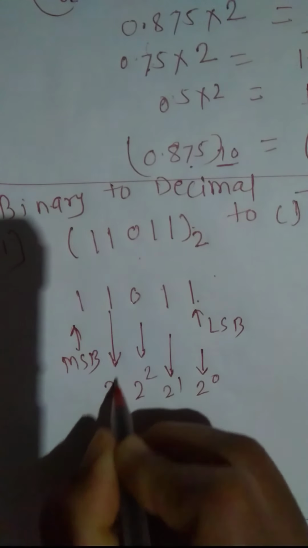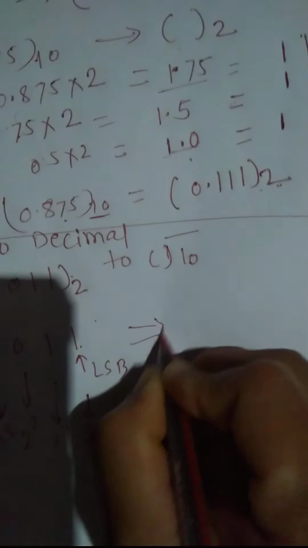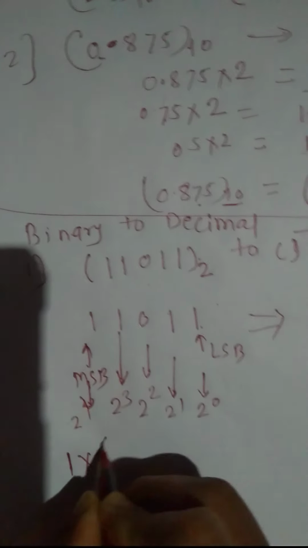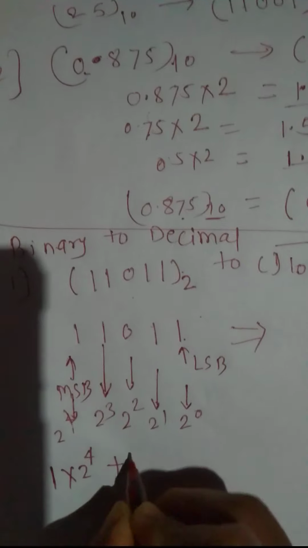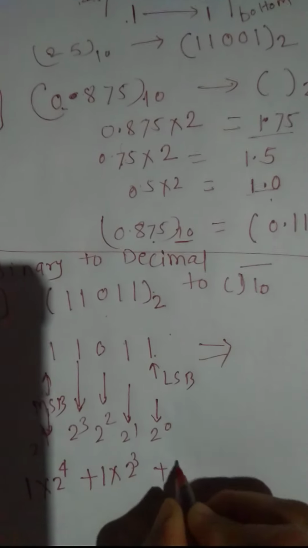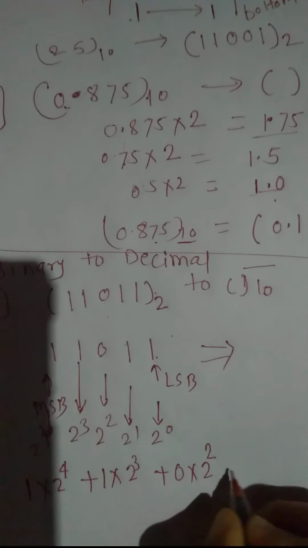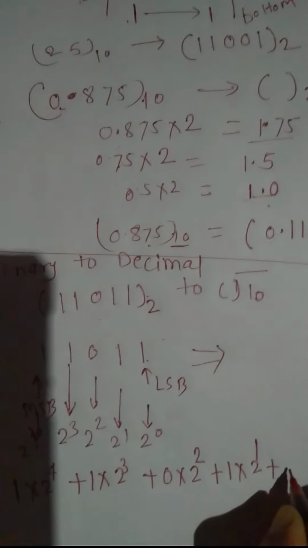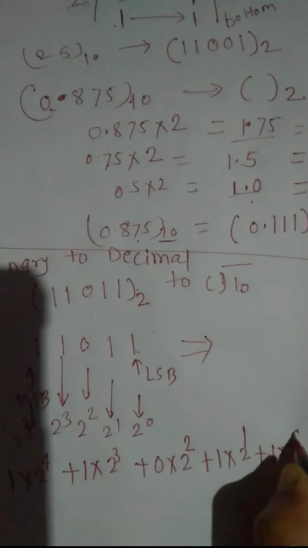This 1 is 2 raised to 3. For this 1, 2 raised to 4. So this number is converted as a weighted position, as we have to write first: here we take this 1 into 2 raised to 4 plus 1 into 2 raised to 3 plus 0 into 2 raised to 2 plus 1 into 2 raised to 1 plus 1 into 2 raised to 0.